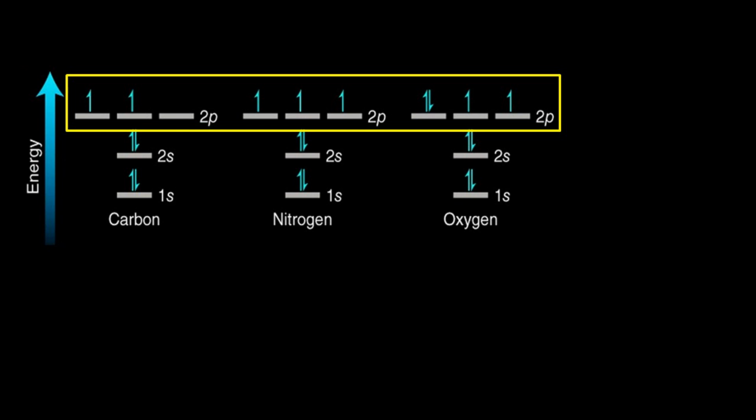Let's take a look at how electrons are arranged in the 2p orbitals of carbon, nitrogen, and oxygen. You'll notice something right away. At first, each p orbital gets one electron before any pairing happens. That's Hund's rule in action. Electrons spread out across the orbitals singly first, and only after that do they start pairing up.